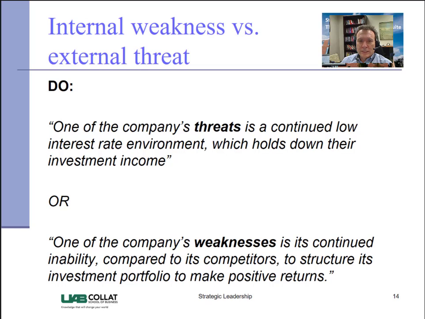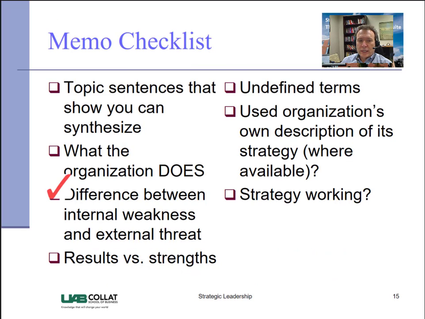Better, here you can see that these two examples show that the student understands what a weakness is, i.e. internal, versus what a threat is, i.e. external. So check. You have not made the mistake of confusing a weakness and a threat.